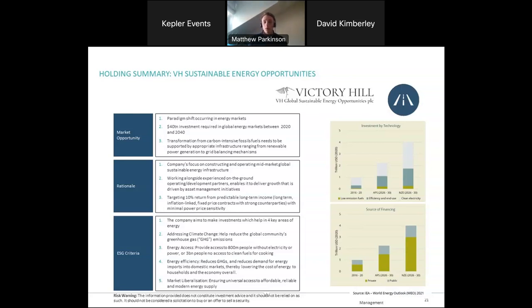What we really like about their model is that they don't just let the developers fully exit the project, they ensure that they remain invested in the equity alongside the trust. So they continue to be aligned with making sure the development of the asset and the operation of the asset is done to its best ability. They really are targeting a 10% return, and that is partially driven by the long-term inflation-linked cash flows with stable and strong counterparties. Whilst they're also addressing key energy concerns, so it has a social benefit, whether it be with regards to climate change, energy access, and energy efficiency.